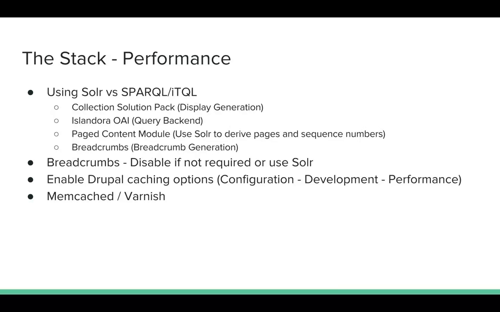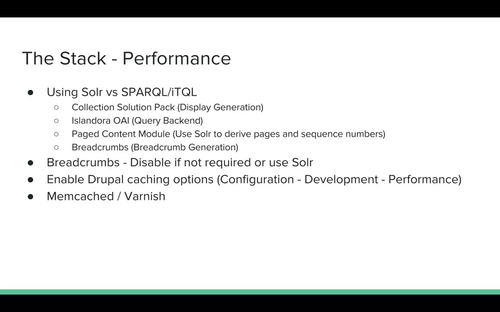Breadcrumbs. This is actually fairly significant. If you have a site with 500,000 or 1 million or more objects, it can actually slow your site down to the point where it's almost unusable. There's an option to switch it to Solr. If you don't need breadcrumbs, I would just disable it. But if you do have a use case, definitely switch to Solr, and your site should be usable again.